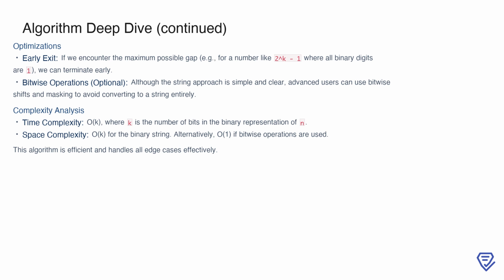In terms of complexity, the algorithm is already efficient. The time complexity is O(k), where k is the number of bits in the binary representation of n, and the space complexity is O(k), due to the binary string. If we use bitwise operations, the space complexity can be reduced to O(1). These features make the solution both fast and memory efficient, even for large inputs.